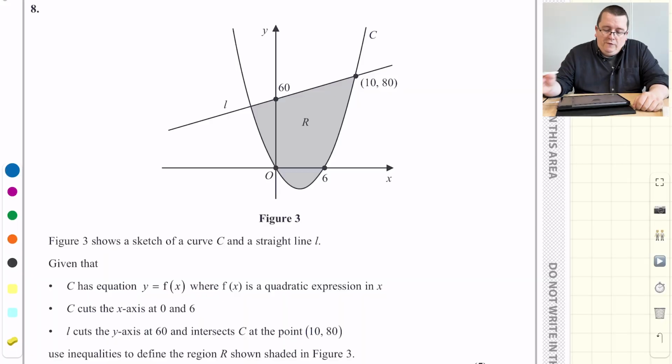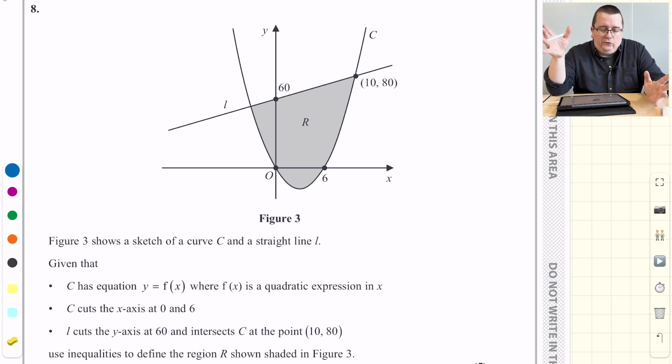Okay, so this is question number 8. We've got figure 3. Figure 3 shows a sketch of a curve C and a straight line L. Given that C has equation y equals f of x, where f of x is a quadratic expression in x, C cuts the x-axis at 0 and 6, L cuts the y-axis at 60, and intersects C at the point 10, 80. Use inequalities to define the region R, shown shaded in figure 3.